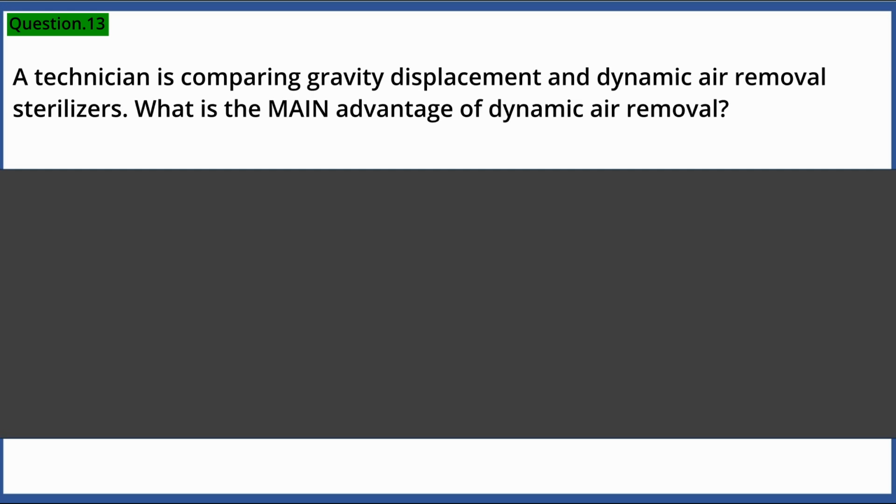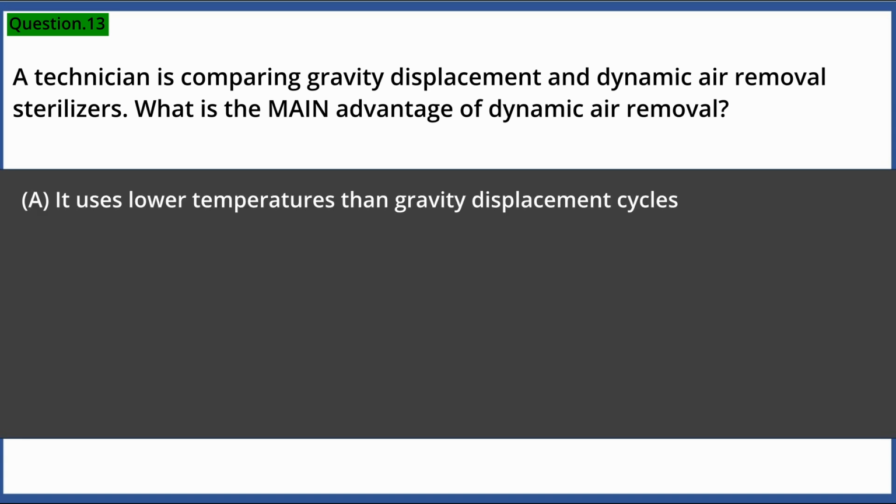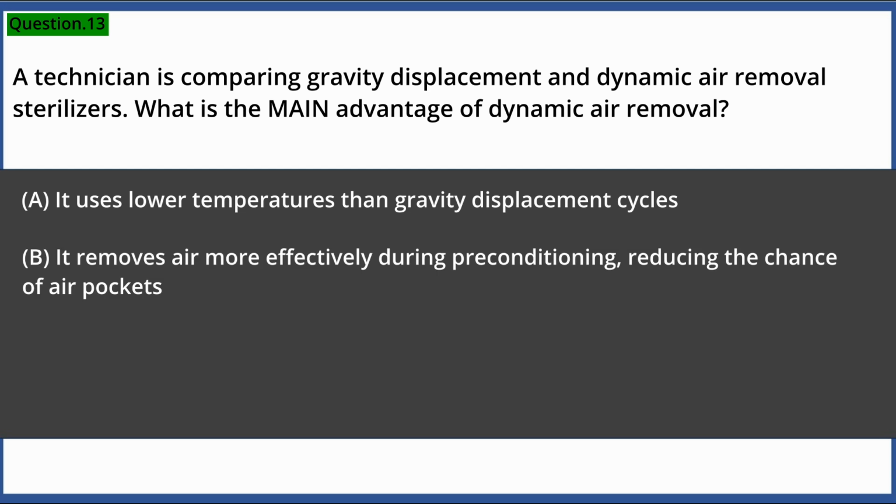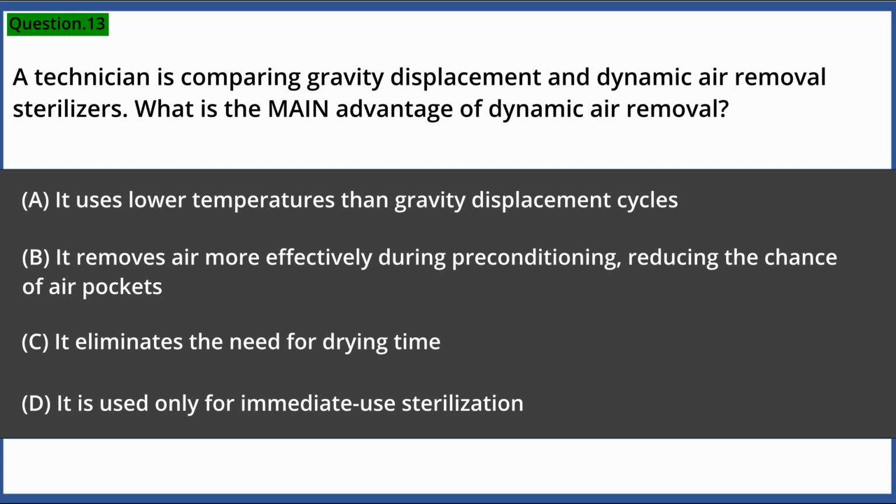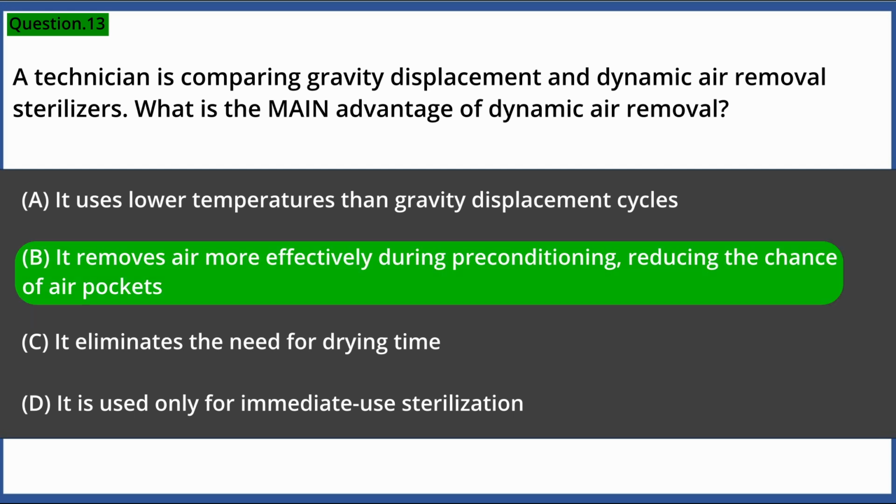A technician is comparing gravity displacement and dynamic air removal sterilizers. What is the main advantage of dynamic air removal? A. It uses lower temperatures than gravity displacement cycles. B. It removes air more effectively during preconditioning, reducing the chance of air pockets. C. It eliminates the need for drying time. D. It is used only for immediate use sterilization. Answer: B. It removes air more effectively during preconditioning, reducing the chance of air pockets.